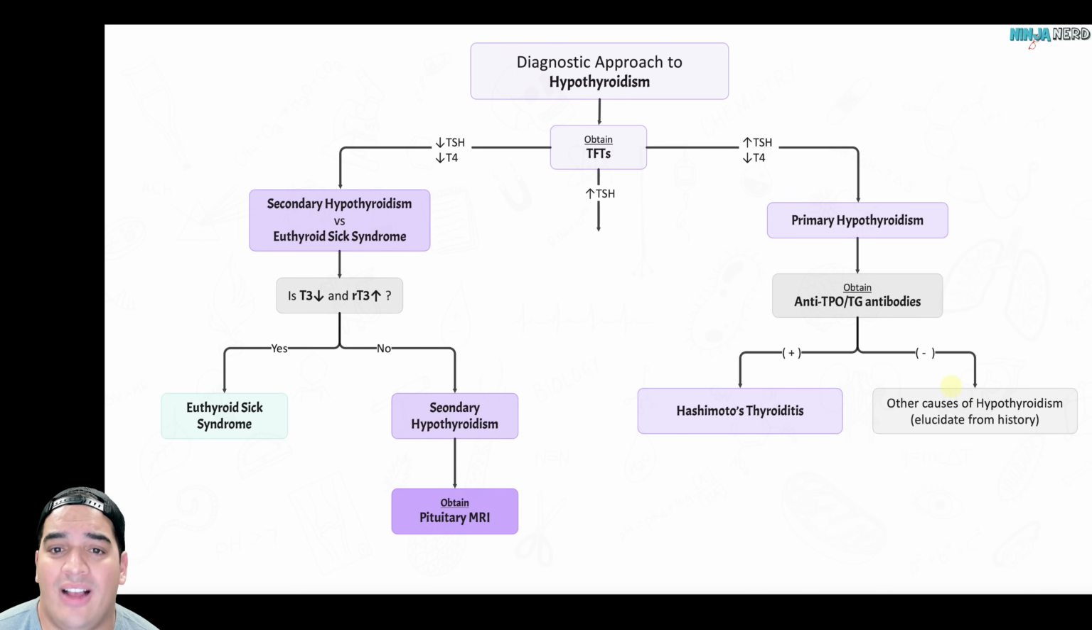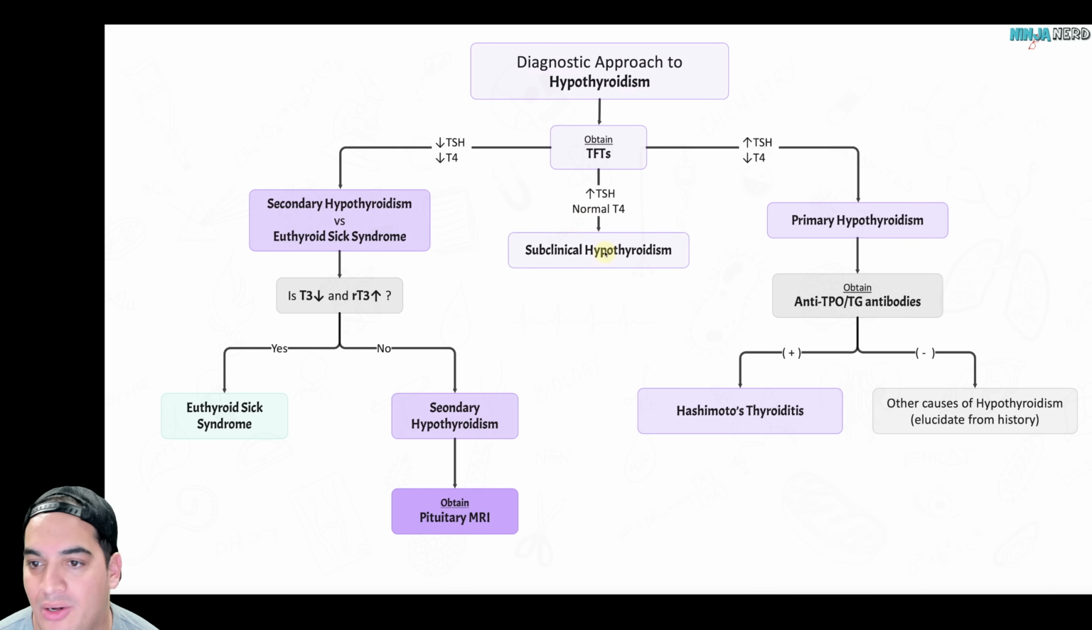Now, that covers the diagnostic approach to true primary and true secondary. There is a weird purgatory, and this purgatory is when a patient has a very elevated TSH, but a normal T4. This is called subclinical hypothyroidism. The point of this is that patients can have subclinical hypothyroidism, meaning that they don't truly have a low T4, so they're not going to have a lot of the pathological effects of this. We don't really treat this until the TSH is super, super high, generally like greater than 20. So that's an important thing to be able to define here.